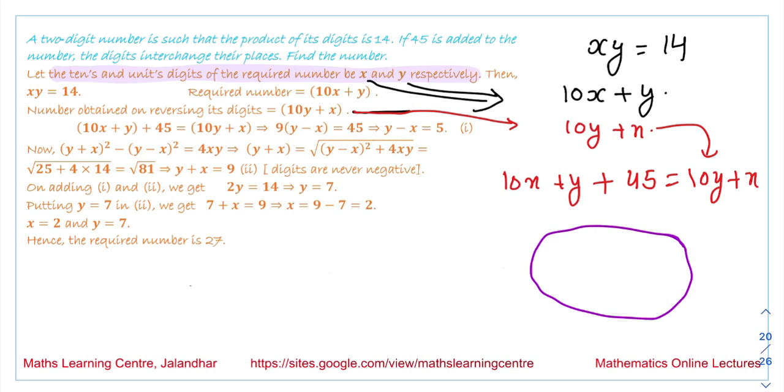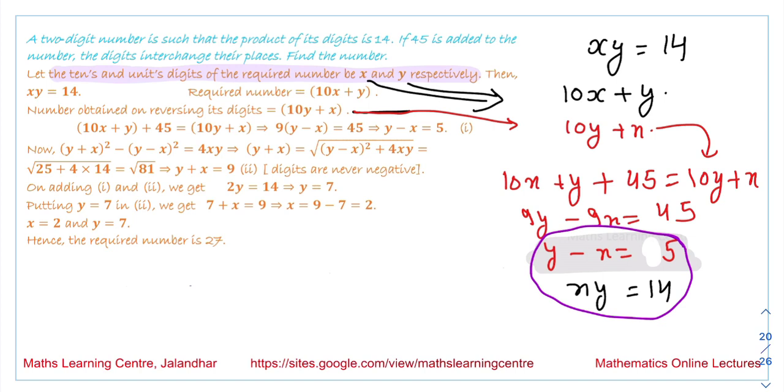On solving this, the equation becomes 9y minus 9x is equal to 45. So y minus x is equal to 5. This value we have is 5 over here. So y minus x is 5, and the second equation we have is x into y is equal to 14.